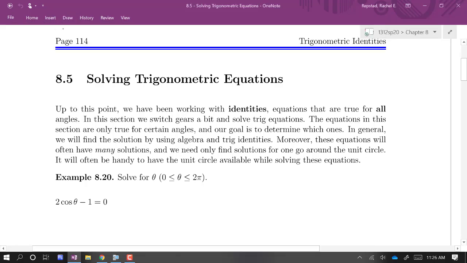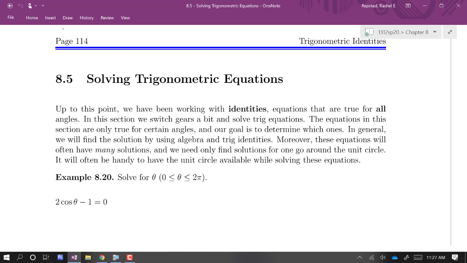All right, we're going to close out this chapter by looking at how we solve trigonometric equations. So far we've been just working with identities, equations that are true for all angles, and we're going to switch gears a little bit and look at an equation that's not an identity, so not true for all angles, and just trying to figure out for which angles is this equation true. We're going to be using algebra and the trig identities to help us rewrite equations and get it to a point where we can find the angle.